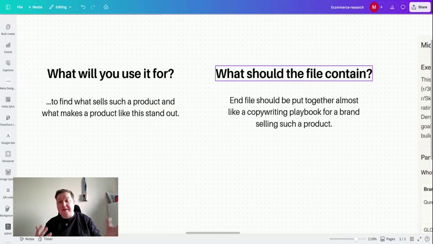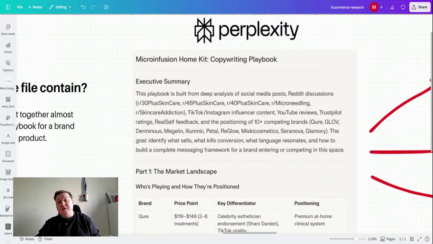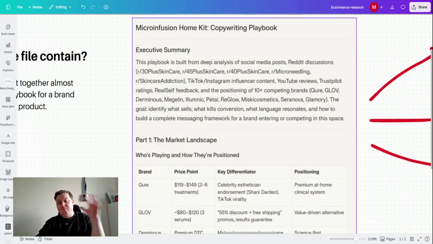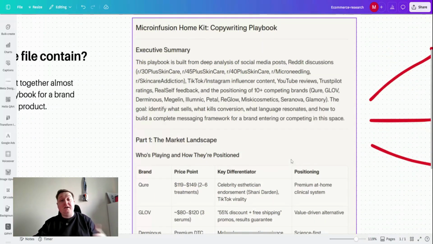So I say in the end, the file should be put together almost like a copywriting playbook for a brand selling such a product. So now the file that I'm going to get after just a few minutes of sitting back and waiting for it to do research is going to be a detailed file outlining everything that I want to know to write effective ad copy for this space. So for example, this is kind of a sneak peek of the overview that I got. And we can see already it's looking at the market landscape. It's looking at the different brands, the price points, key differentiators, positioning, all of this.